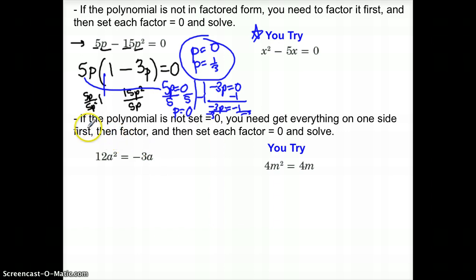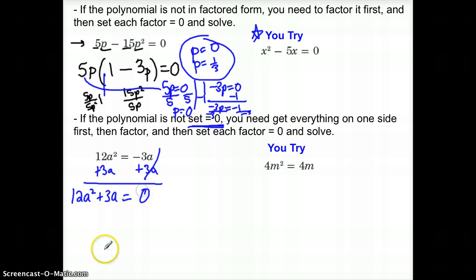The second part here, if the polynomial is not set equal to 0, you need to get everything on one side first, then factor it, and then set each factor equal to 0 and solve. Okay, so the new part here is get it equal to 0. How do we do that? Well, in order to move from one side to the other, you do the opposite operation. So in negative 3a, we're going to add 3a to both sides. So you have 12a squared plus 3a equals 0.